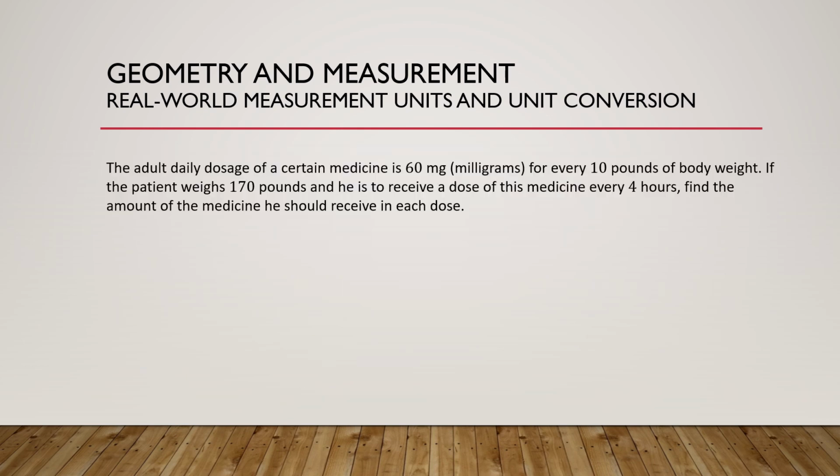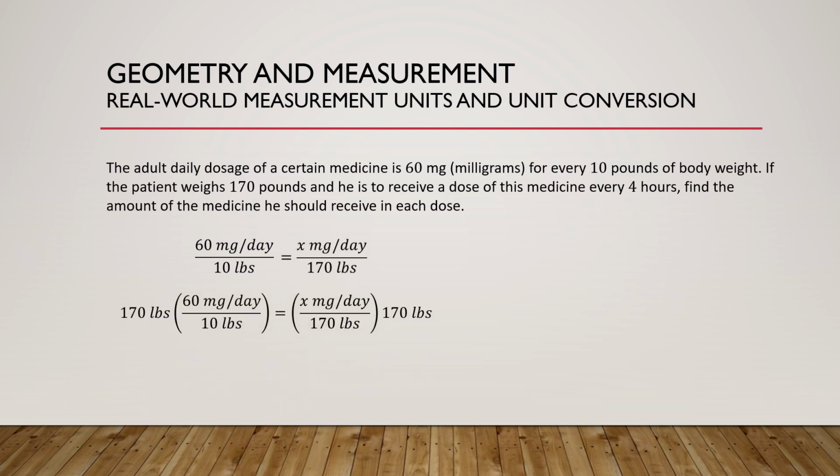The adult daily dosage of a certain medicine is 60 milligrams for every 10 pounds of body weight. If the patient weighs 170 pounds, and he is to receive a dose of this medicine every 4 hours, find the amount of medicine that he should receive in each dose. The first ratio to establish is 60 milligrams per day per 10 pounds. What is the number of milligrams X for 170 pounds?